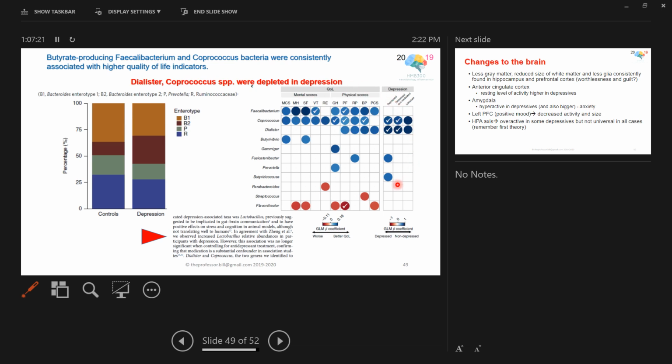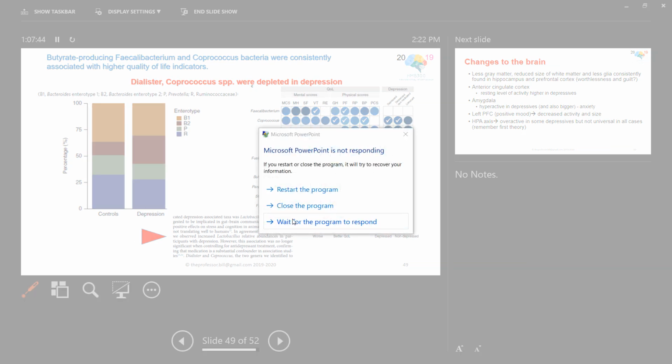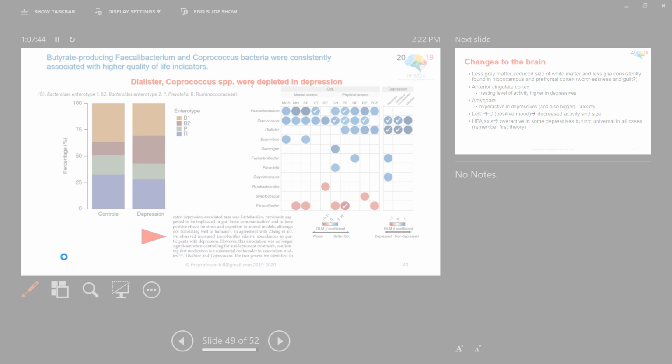And then if we do a closer examination of the individual types of bacteria, we see different types of bacteria that, if you are overexpressing them, you actually feel better. These are associated with a higher quality of life. And the one thing that's missing in depression is Coprococcus. Coprococcus, which is normally high in individuals that are feeling pretty good and have a good quality of life, is completely gone or eliminated in individuals with depression. So those are the things that I'd like you to make sure that you know.